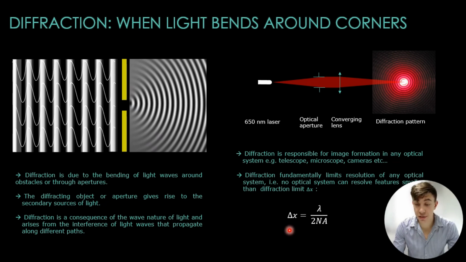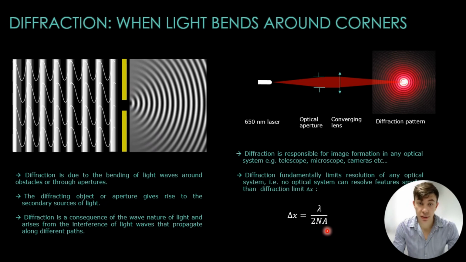So here you can see diffraction limit formula. It quantifies the smallest detail we can resolve with our optical system. So the diagram shows the formula for diffraction limit, delta x, which depends on the wavelength of light, lambda, and the numerical aperture, NA, of the system.